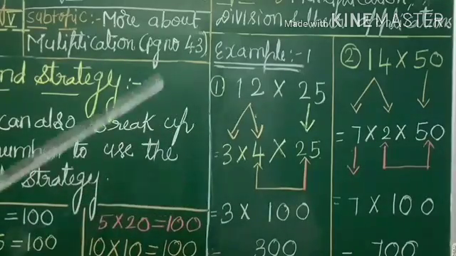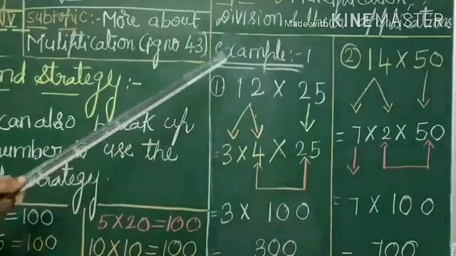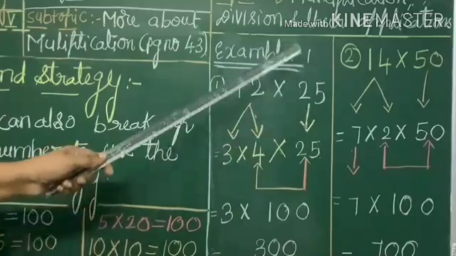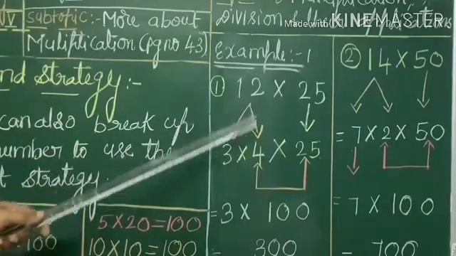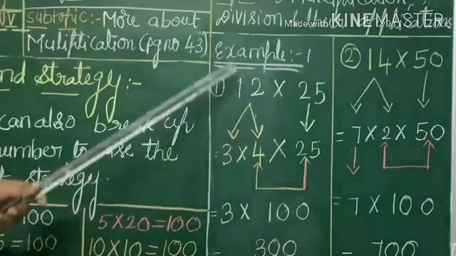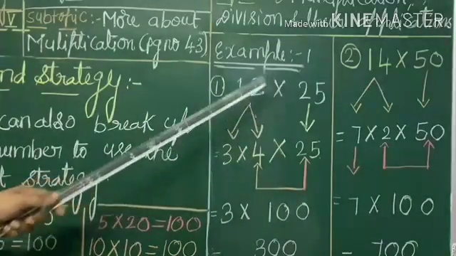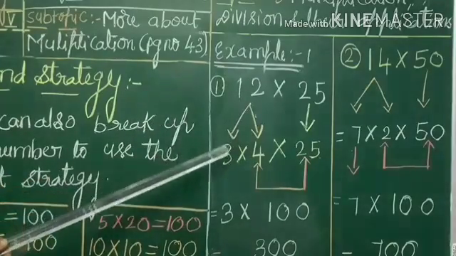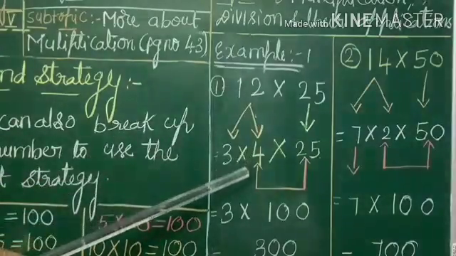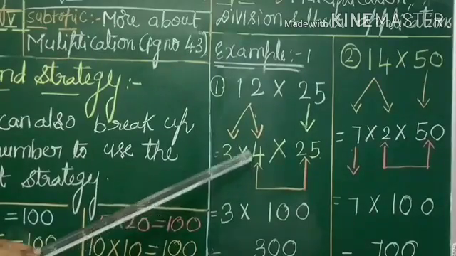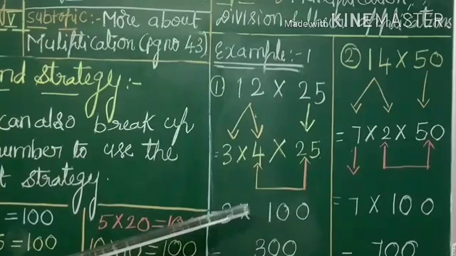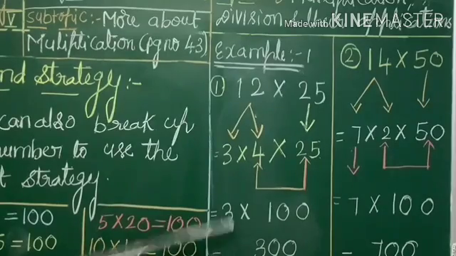Is it clear, children? So again I will repeat what you have to do. In the second strategy, you have to check the other number. If you have 25, you should break the other number in such a way that one of the factors of 12 should be 4, because 25 4s are 100. So now 4 3s are 12. I break the number in such a way that 3 and 4 are the factors of 12. Now which two do I have to multiply? I have to multiply 4 into 25. That equals 100. Now with this 100, I have to multiply 3. That equals 300. Is it clear, children?